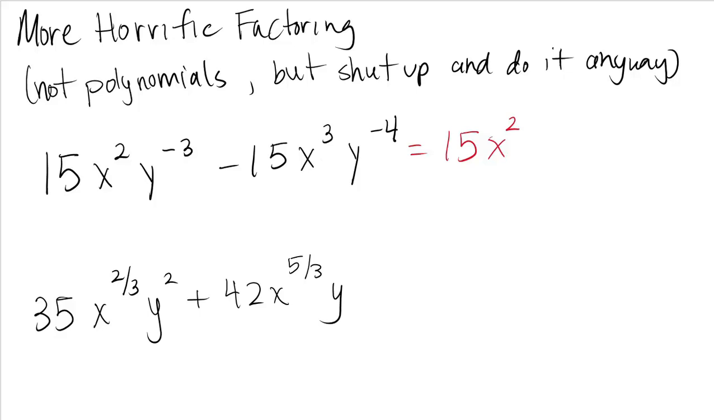Now we're going to play the same game on the y. Even though these exponents are negative, we still apply the same rule. We're going to take the smaller of the 2 exponents and pull that out. The smaller number between negative 3 and negative 4 is negative 4. So that's what we're going to factor out.